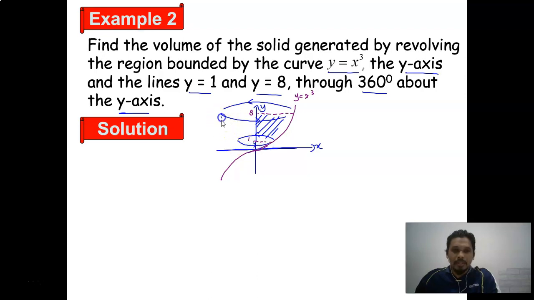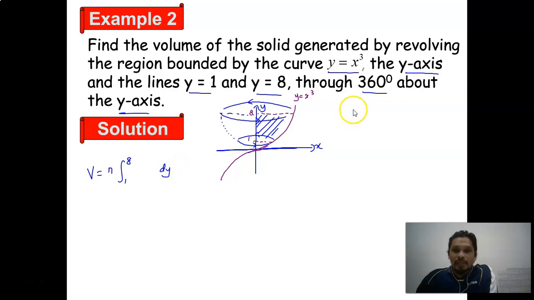So just imagine that there is also another side of this one here, and it looks like a bowl, a 3D shape. So now we are going to find the volume of this. V equals pi integral from 1 until 8 dy, through 360 degrees about the y-axis, so we rotate it about the y-axis here.